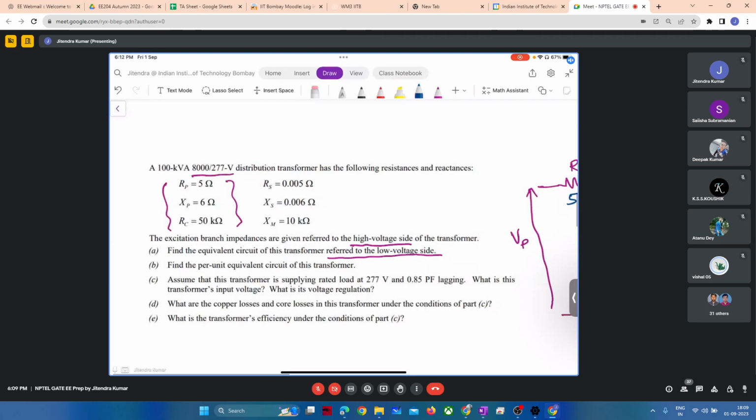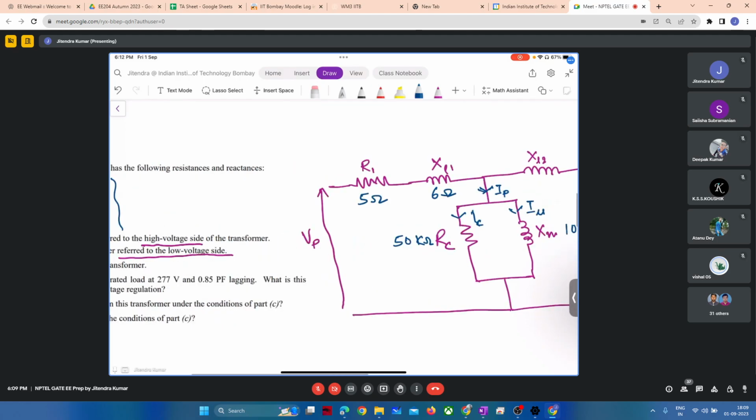See, these are secondary side parameters, okay? And these are already on the low voltage side. So that will be as it is. It's just that we have to divide all the primary side parameters by a squared. Are you convinced? Yes, sir. Okay.